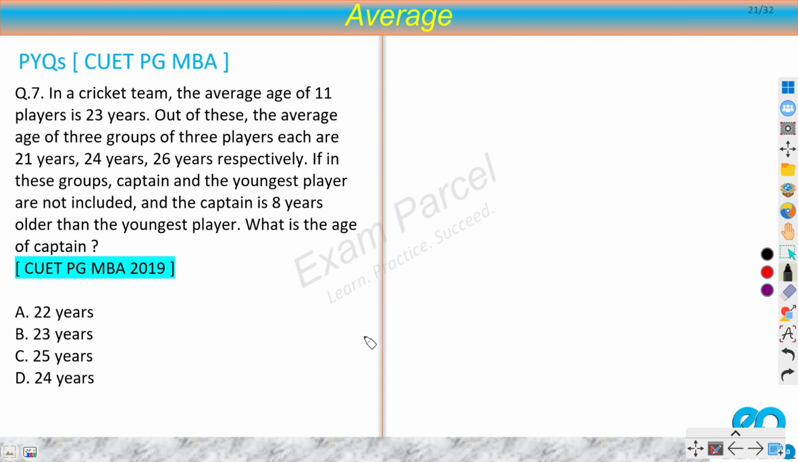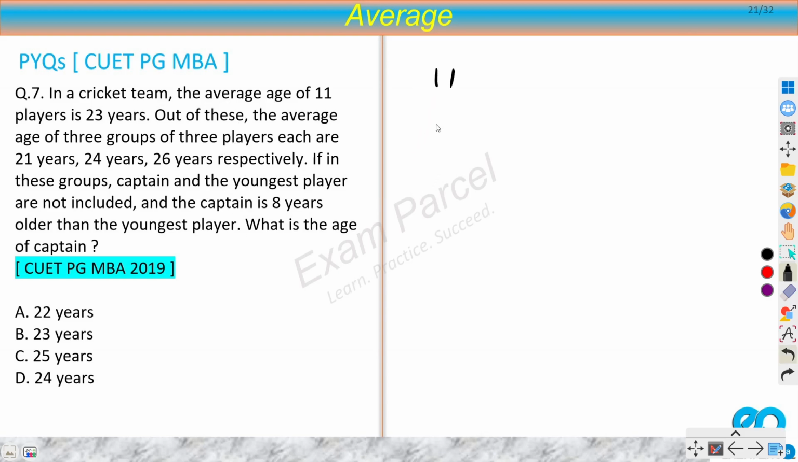The question says, in a cricket team, the average age of 11 players is 23 years. Out of this, the average ages of 3 groups of 3 players each are 21, 24 and 26 years respectively. If in these groups the captain and the youngest player are not included, and the captain is 8 years older than the youngest player, what is the age of the captain? Now, this is not a hard question, but the question is lengthy. So there might be a chance that you skip some important part or you get confused. But this is a very easy question.